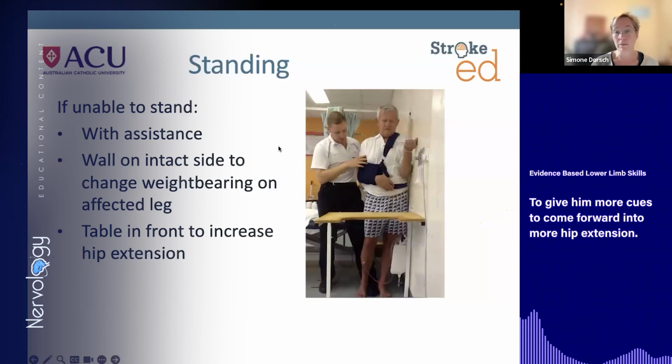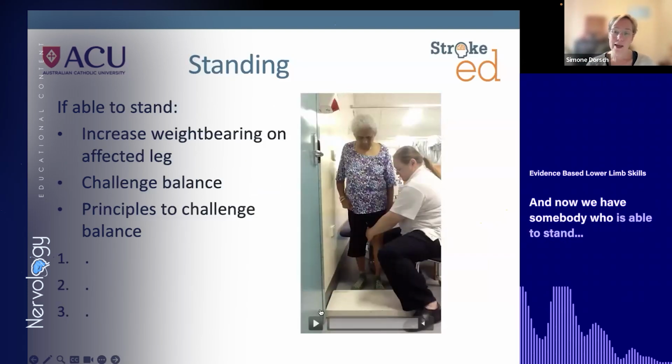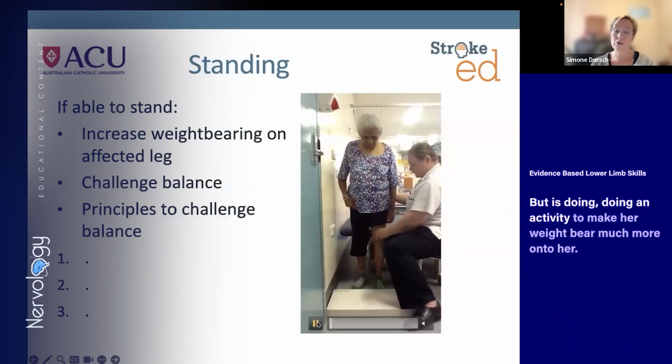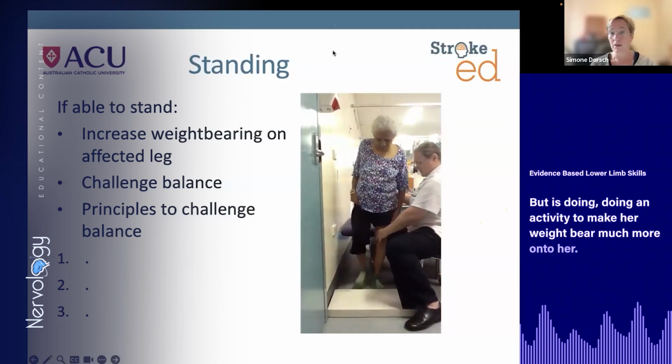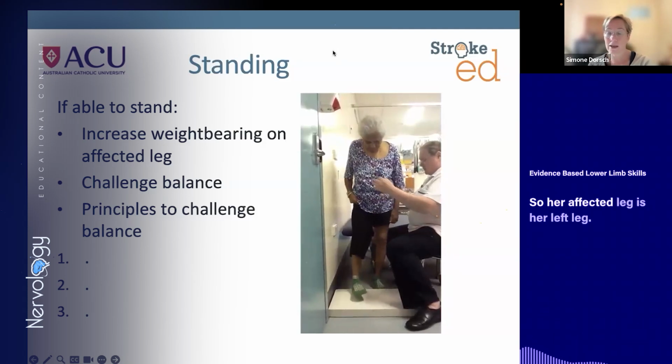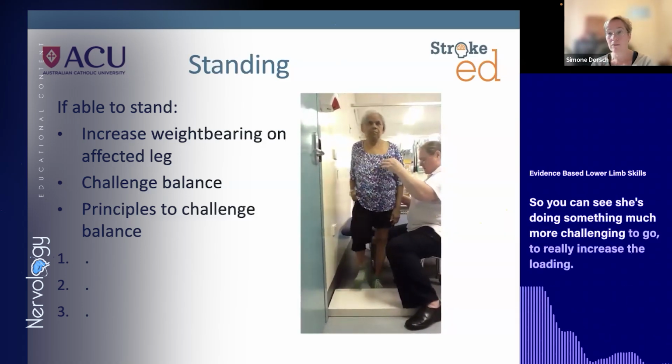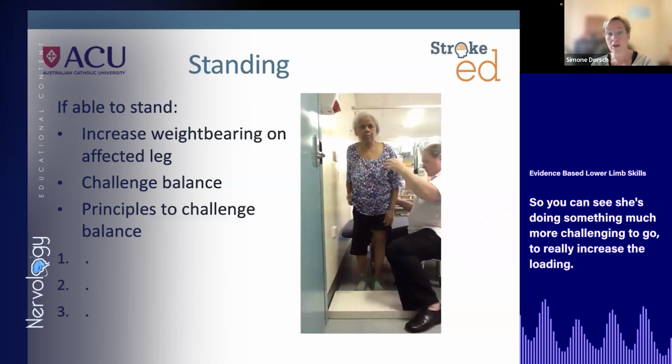And now we have somebody who is able to stand, but is doing an activity to make her weight bear much more onto her affected leg, which is her left leg. So you can see she's doing something much more challenging to really increase the loading.